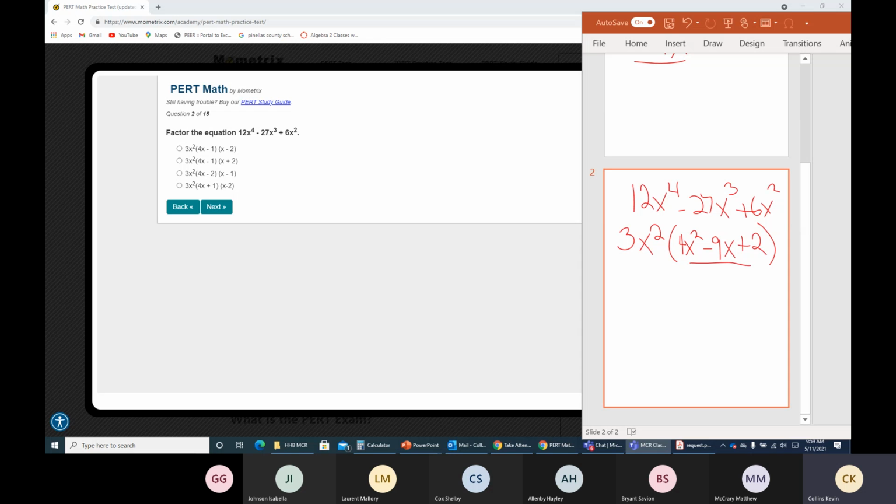Again, if you don't want to factor, you can just multiply the two back together and see which one gives you a middle term of -9.